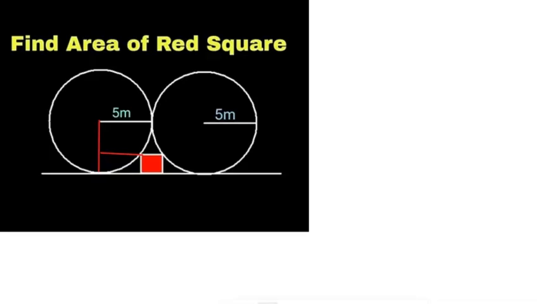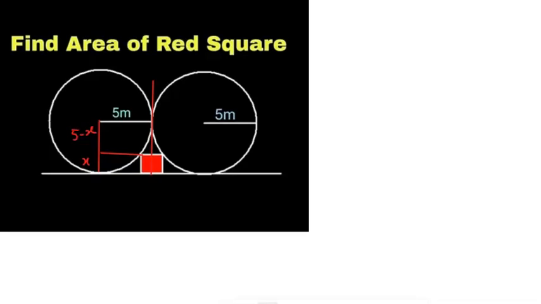Now, if you call each side of this red square x, then this length of this place is going to be x, right? Don't forget that the total length is 5 meters long. Therefore, the remaining part here is going to be 5 minus x. Cool. Now, let us draw this line, which is going to be tangent to both circles. So, from this down to this place.